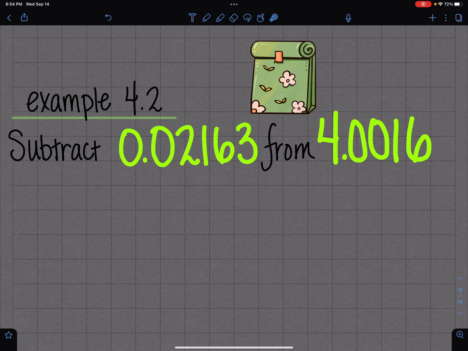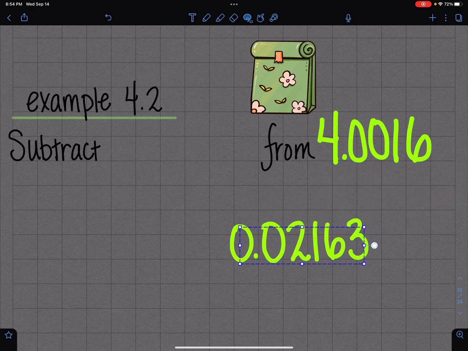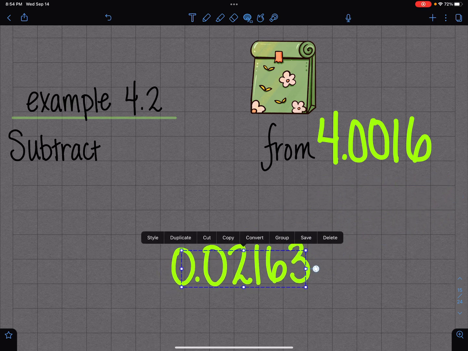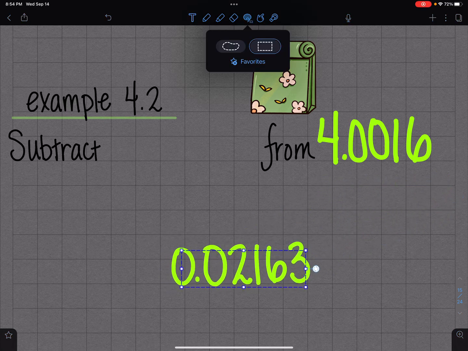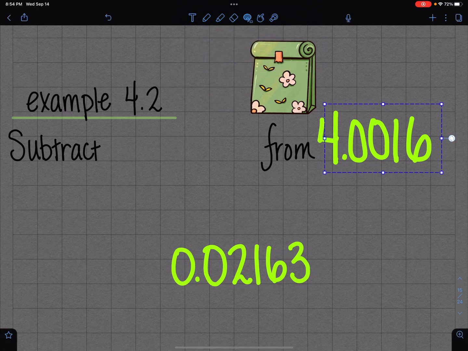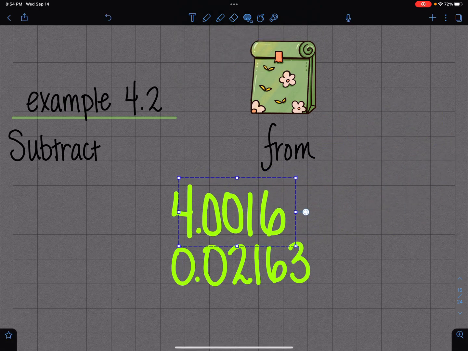Oh, also note how they said the problem. Subtract this from this. So this is the number you start with, and this is what you subtract. Don't get confused, because the order in which they give you the numbers is not necessarily the order in which the subtraction problem goes. You have to really pay attention to the subtraction problem, if that makes sense.